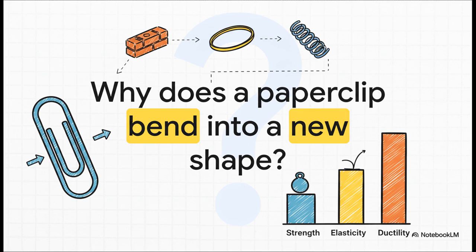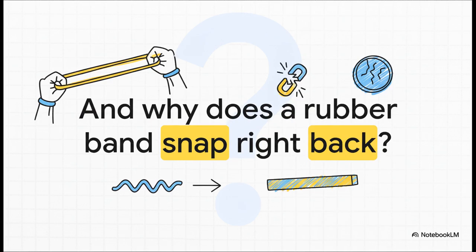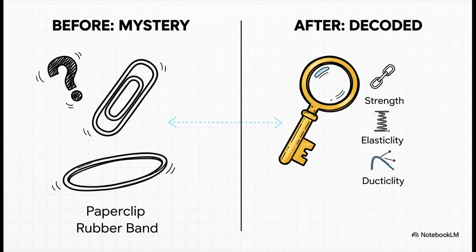Okay, let's start with something super simple. A paperclip, right? You unfold it, you bend it into some new shape, and it just stays that way. It doesn't fight back, it just accepts its new reality. But why does it do that? Now contrast that with the rubber band. You can stretch that thing out, pull it as far as you want, and the second you let go, snap! It's right back to how it started, like nothing ever happened. That's a totally different reaction to the same kind of action. So what's the deal here?